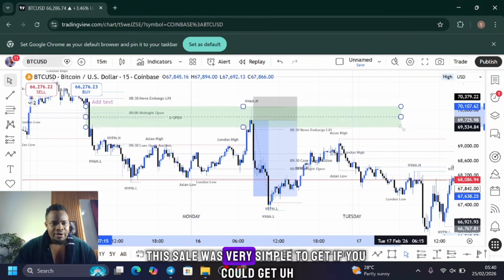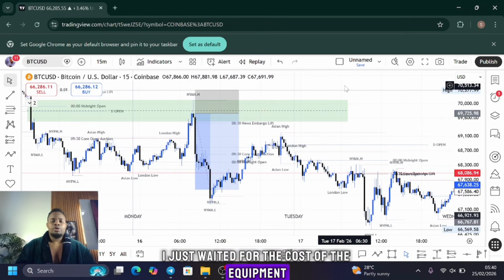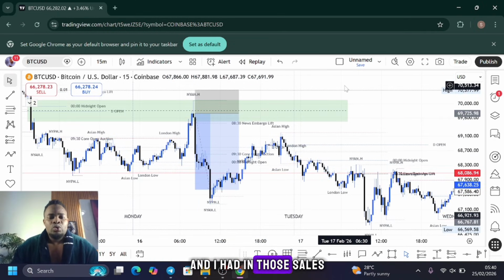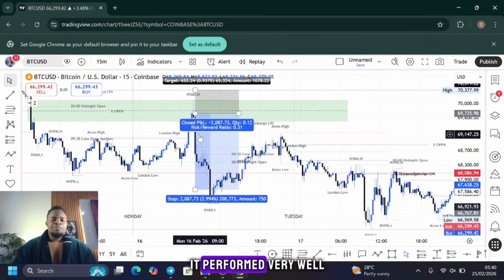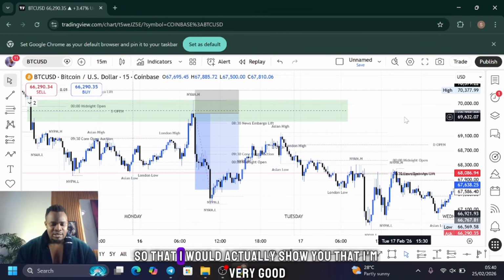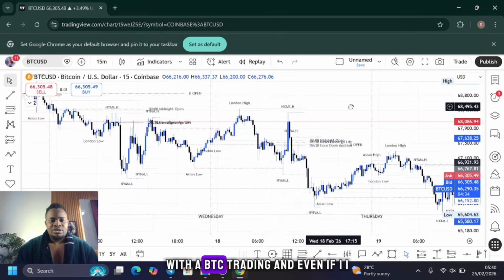This sell was very simple to get. If I just waited for the consequent encroachment, I had in those sells. I gave out this thing live and it performed very well. So that would actually show you that I'm very good with BTC trading.